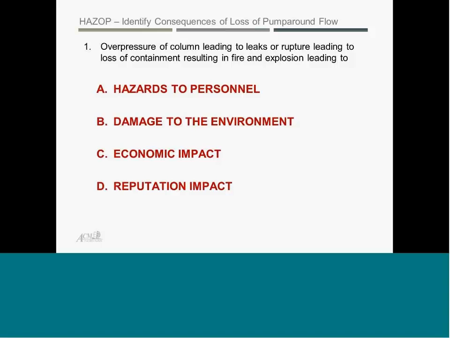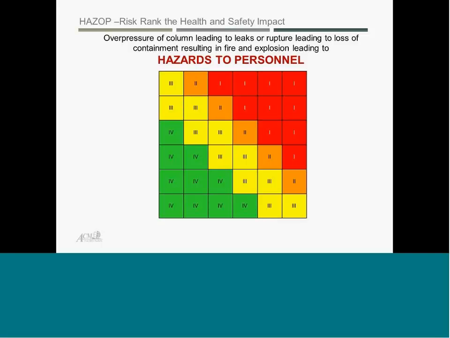there's going to be multiple consequences coming from that, such as hazardous to personnel, damage to the environment, economic impacts, and reputation impact. These will depend on your company, what categories they have, but generally they'll all fit into these 4 categories. Going forward in our Hazop here, again, to simplify it, I'm just going to look at hazardous to personnel. The next thing we need to do is risk rank.